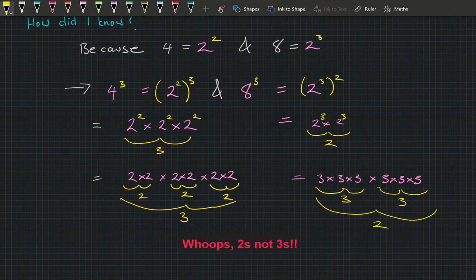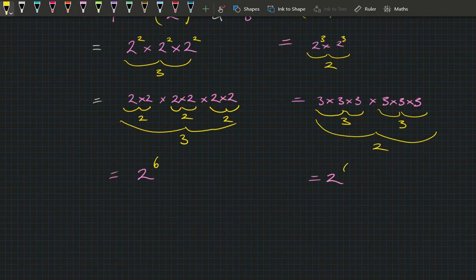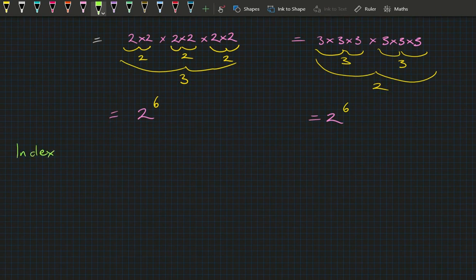But in the end, we still end up with 6 repeated multiplications of 2 on both sides, and that is the definition of 2 to the power of 6. So that's a numerical example to prepare you for index law 3, which is formally stated a to the m raised to the power of n is equal to a to the m times n.